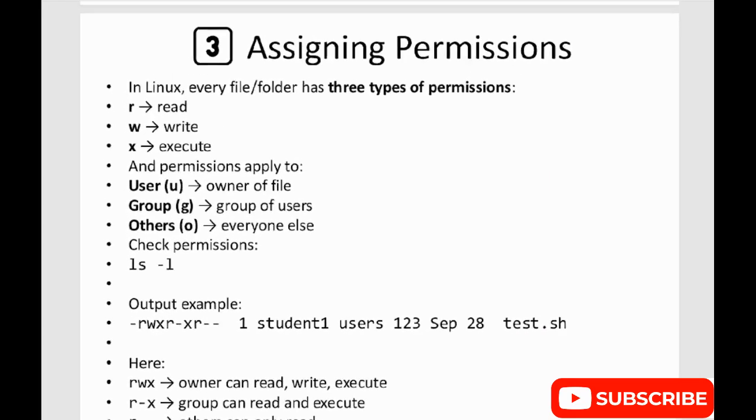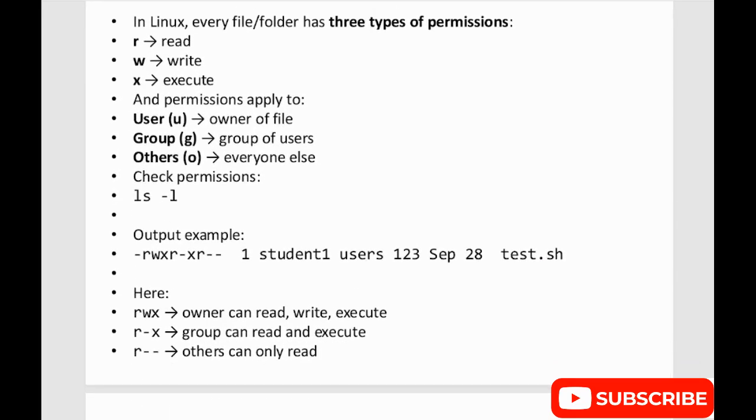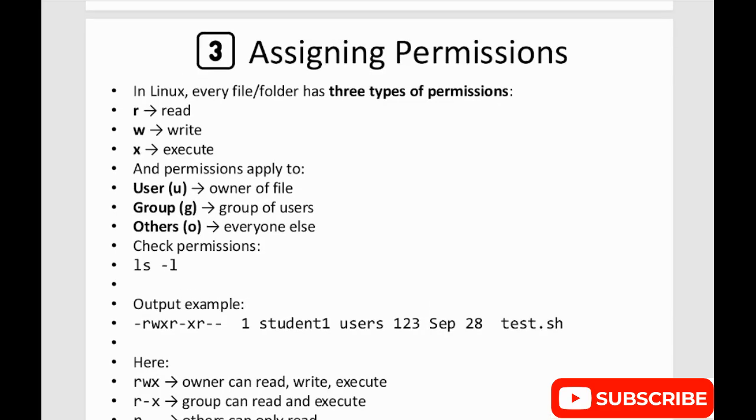Assigning permissions. If you want to assign permissions to users, how do you do that? In Linux, every file or folder has three types of permission. The first one is read, which we symbolize as R, W is for write, and X is for execute.